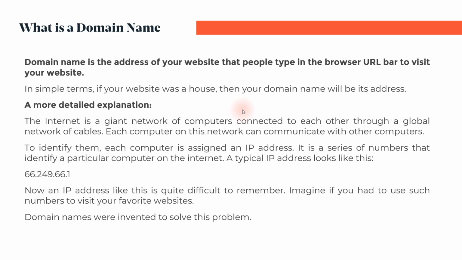Now, a domain name is the address of your website that people type in the browser URL bar to visit your website. You have countless times typed www.google.com or facebook.com in order to visit a particular website. So the domain name is what you type in your URL. In simple terms, it's like if your website has a house, then your domain will be its address. You can look at a more detailed explanation in this slide. The slide will be available to you.